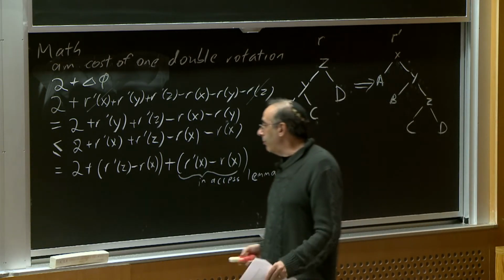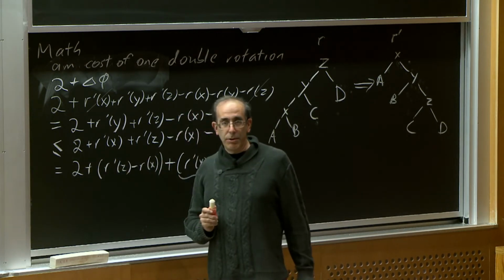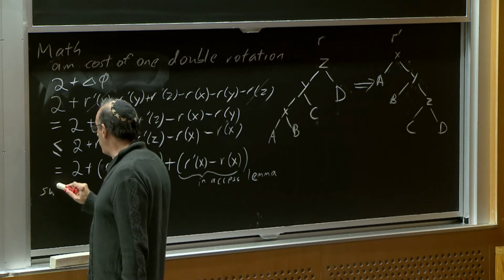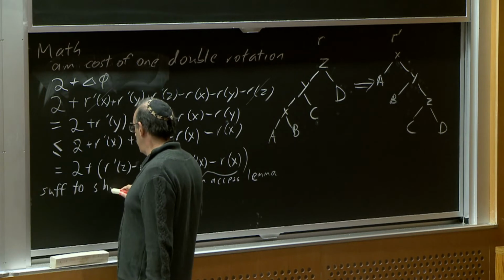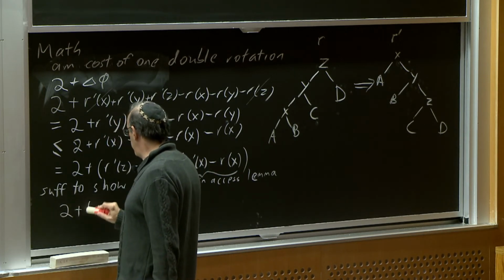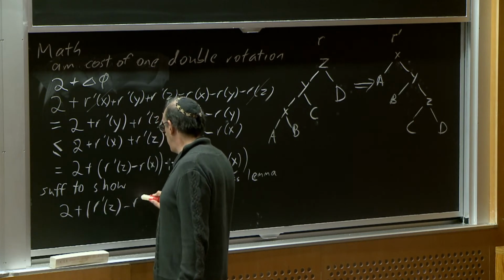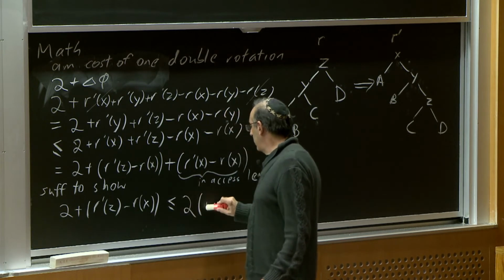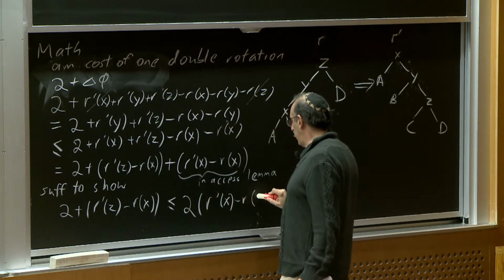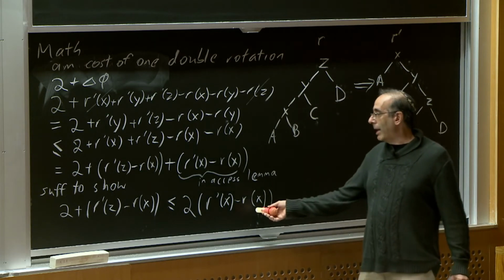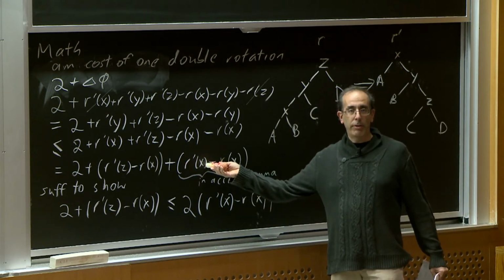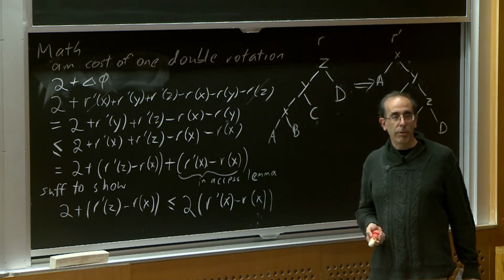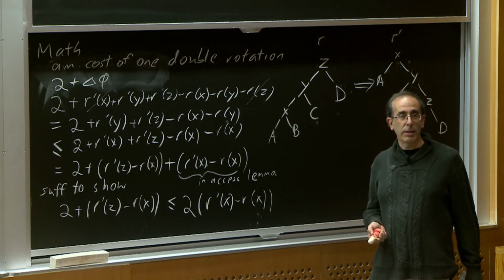So all we need to prove is that what's left is the other 2 rank differences. Right? It's sufficient to show that 2 plus r prime of z minus r of x is less than or equal to twice r prime of x minus r of x. Because if I combine this with 1 more r prime of x minus r of x, then it shows that the actual difference is 3 times the rank difference, which is what we need for the access lemma.